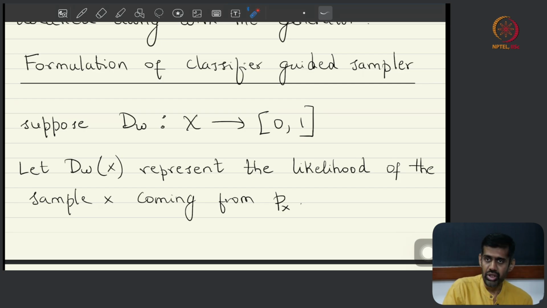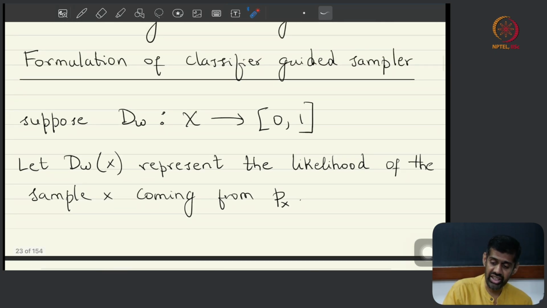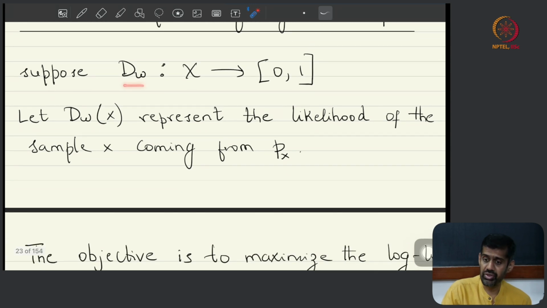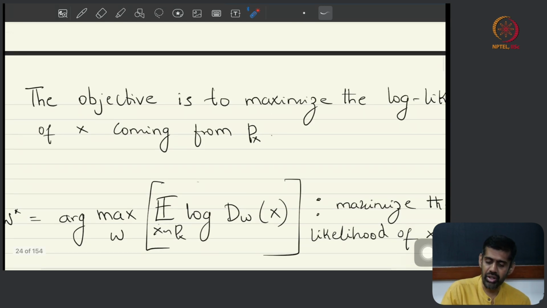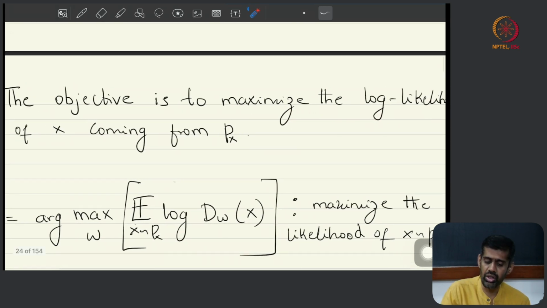Yeah. Okay. So if we have to formulate mathematically this idea of a classifier guided sampler, we have this DW network that takes samples from the sample space of X and maps it to the bounded range 0 to 1. Let us say that this function DW represents the likelihood of a sample X coming from distribution Px. Remember what likelihood is? We represent likelihood using density functions, right. So DW is the estimator for the density function right now because it is the likelihood. Now what is the objective? The objective is to maximize the log likelihood of X coming from Px.